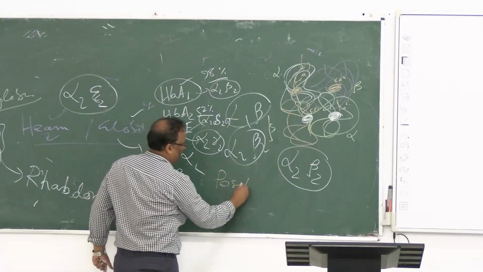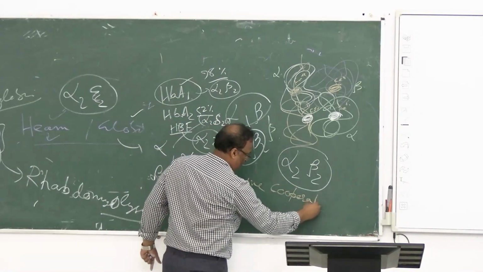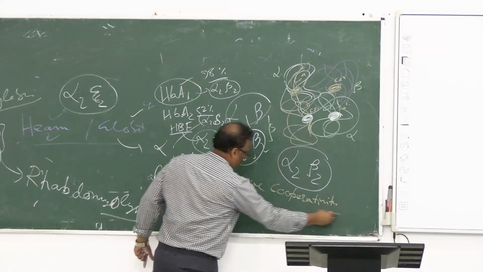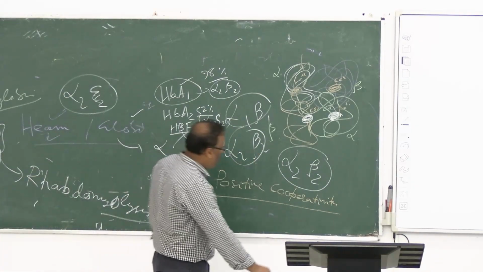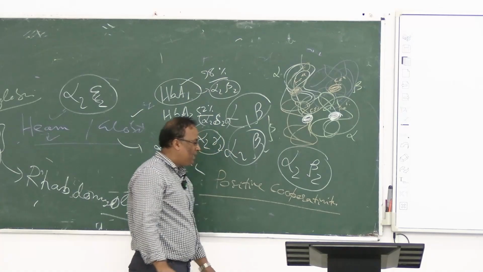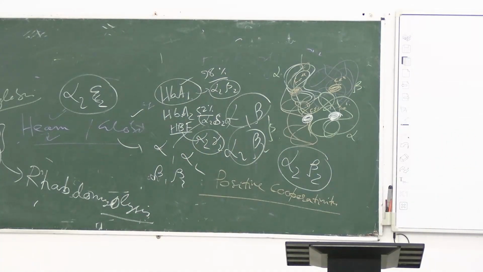Positive টার্মটা ইম্পর্টেন্ট আছে, শর্ট নোট দেয়, cooperativity. Positive cooperativity, right? Cooperativity, right? That is called.